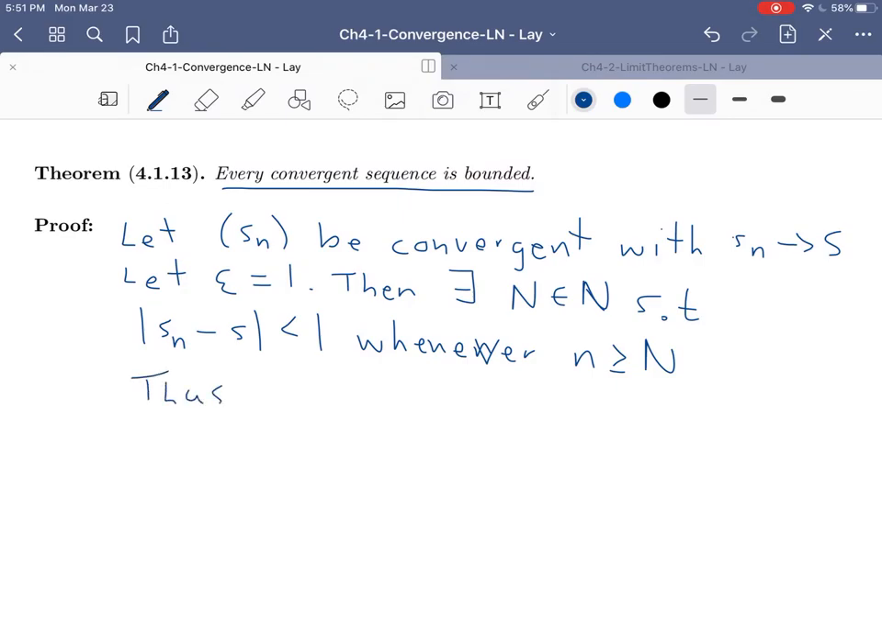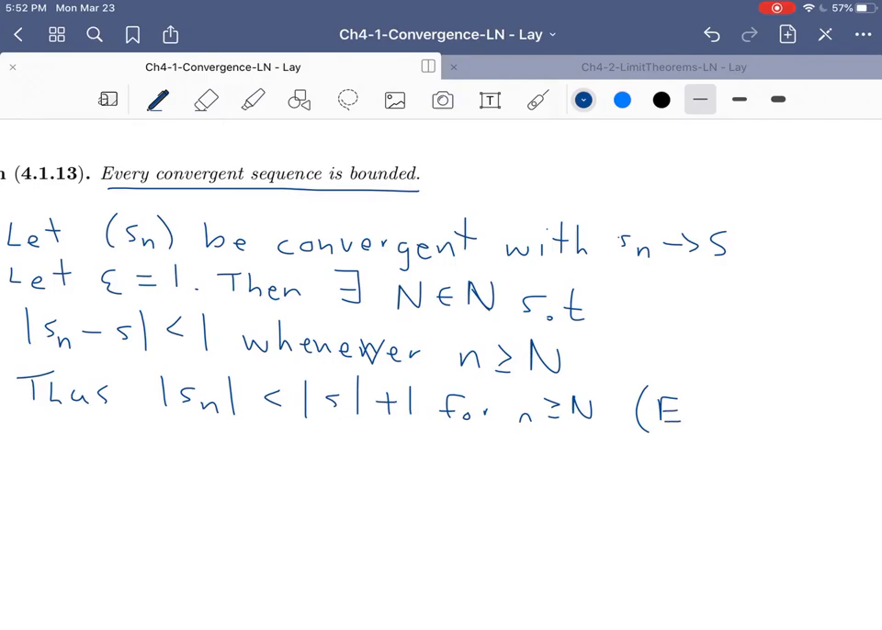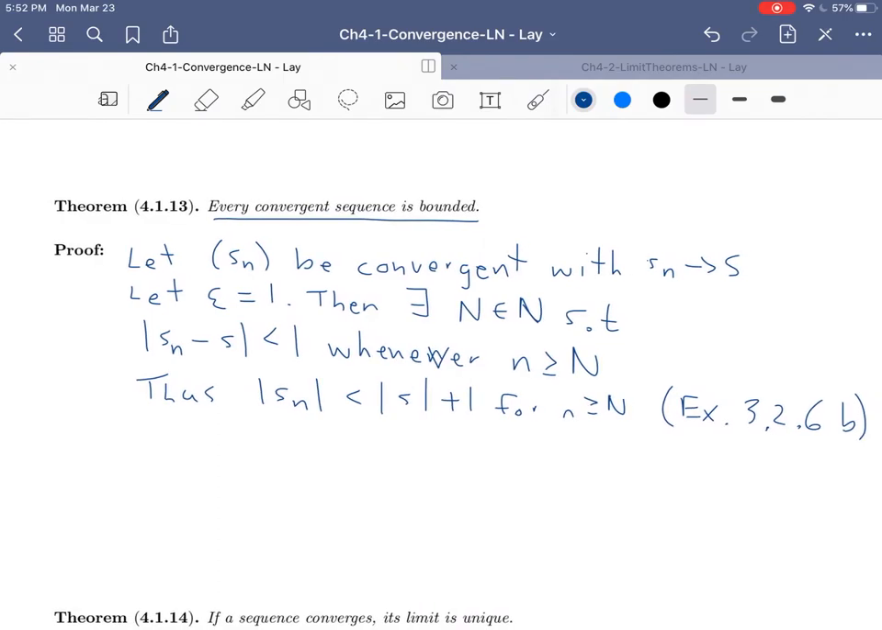Thus, we could say that the absolute value of S sub n is less than the absolute value of S plus 1. And why could we say this? Well, we can say this is true for n bigger than big N. And that's true by an exercise we did before. Right? So exercise 3.2.6b. Right, so we know that is true.